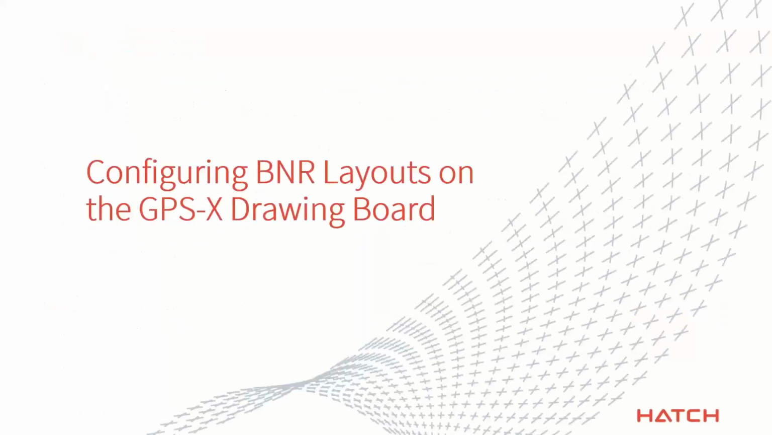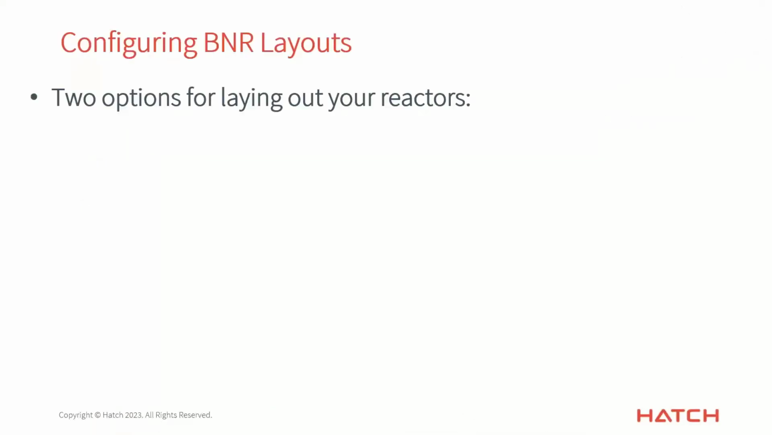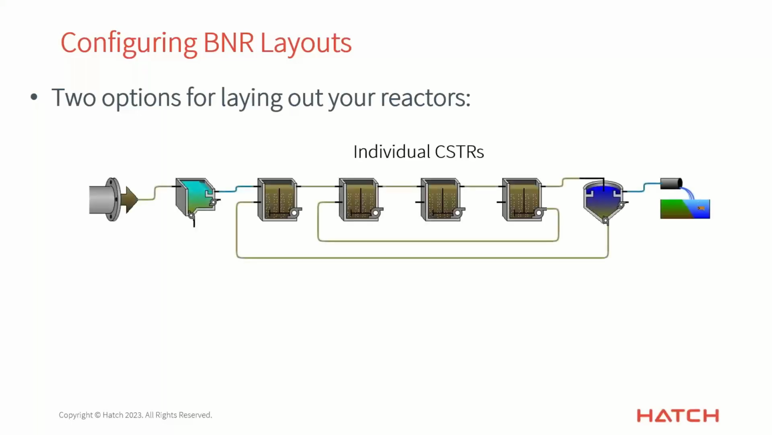Okay. So, configuring the BNR layouts on the GPSX drawing board. Now, there's a number of decisions that you'll need to make along the way. And the very basic one to start with is that there are really two different ways you can go about laying out the reactors. One of them is to do it as individual CSTRs. So if you open up the GPSX unit process panel on the left-hand side of your drawing board, you'll see various kinds of options for different reactors, including CSTRs and plug flow tanks. If you grab a whole bunch of these CSTRs and draw them out like this, in the way that, of course, makes a lot of sense, you can totally do it this way.